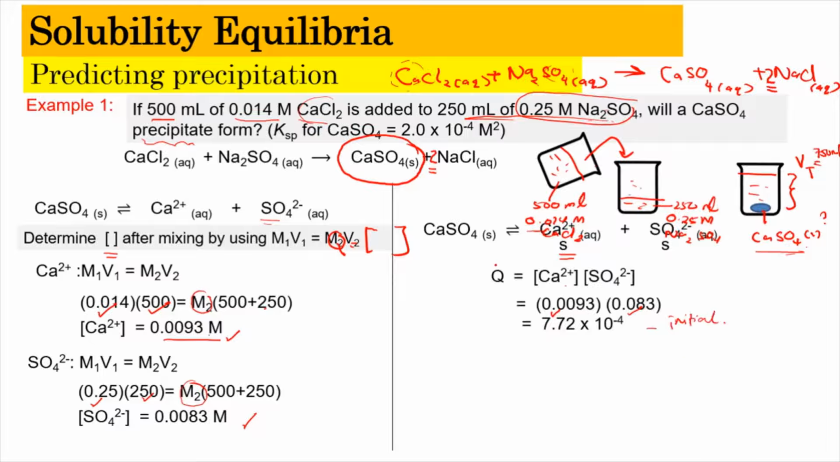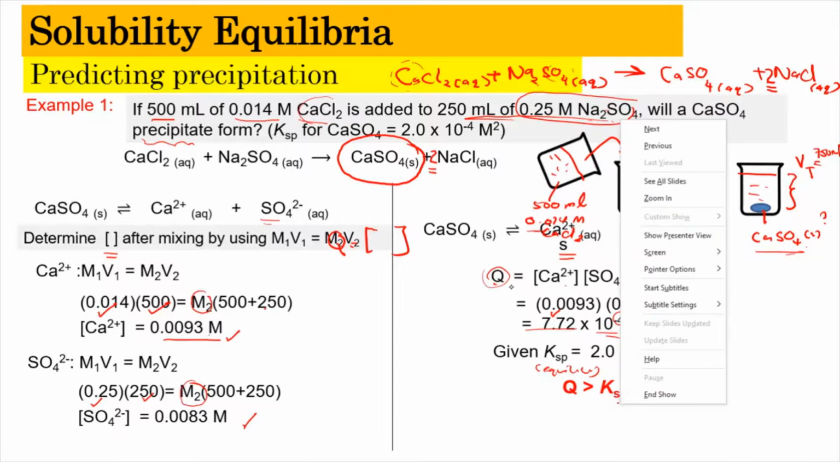And we can compare the value of Q with the Ksp. Given Ksp, which is at the state of equilibrium, we're going to get 2 times 10 to the power of negative 4. From here, you can compare that our Q is greater because the power here is the same, so we're going to look into the magnitude. So Q will be greater than the Ksp.